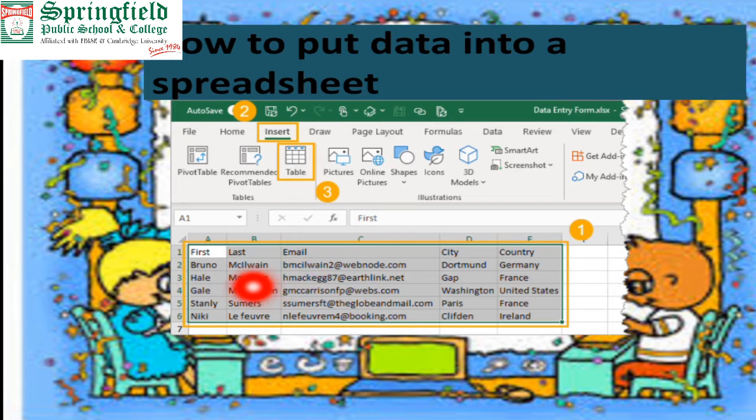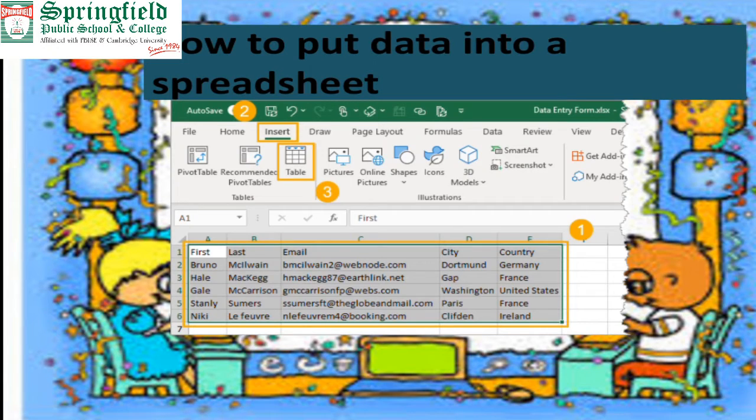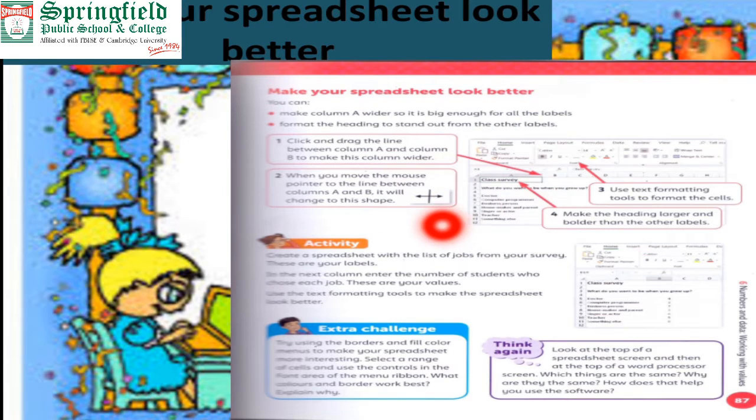Like this, how to put data into a spreadsheet: we will first click on a cell, type the label, and press Enter. These are the labels: first name, last name, email, city, country. This is the look of the Excel sheet. It is a grid, the intersection of rows and columns. In this we will enter the data. We have already covered what values are and what labels are.